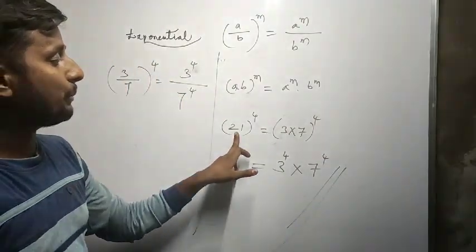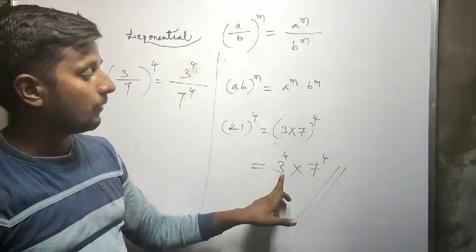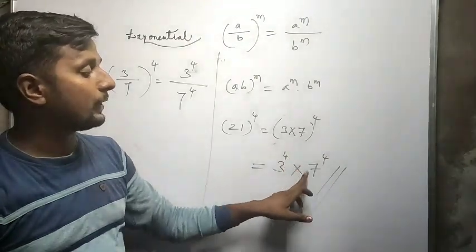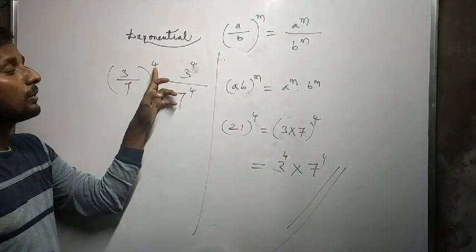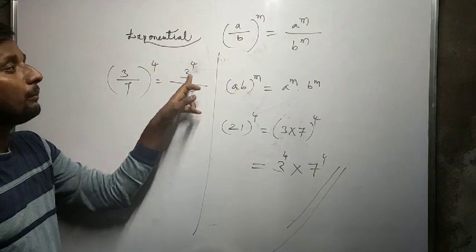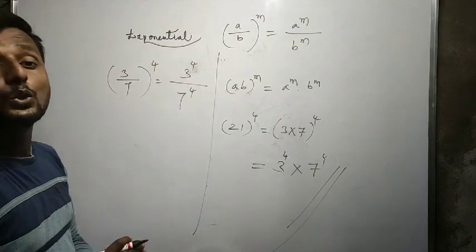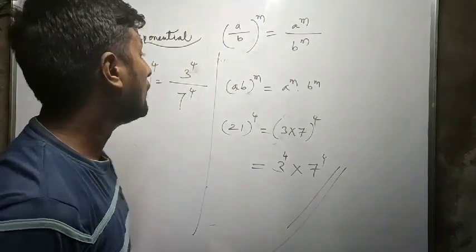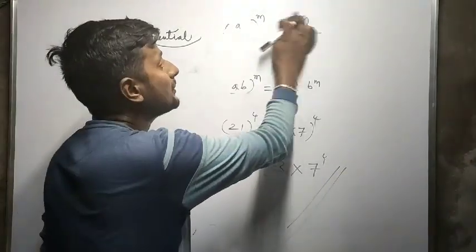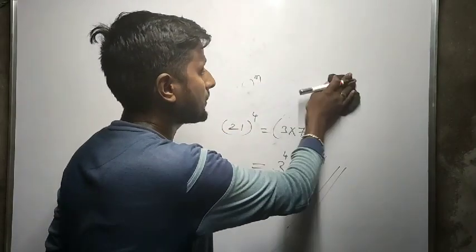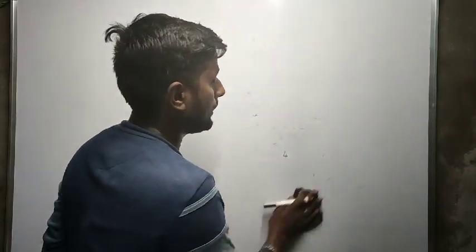Correct? So ab whole power m, we can convert it into a power m into b power m. Look at a by b whole power m, we have written a power m by b power m. So these are the formulas of laws of exponents. Why should I tell you all these? Because it is just a recall of information about the laws of exponents.